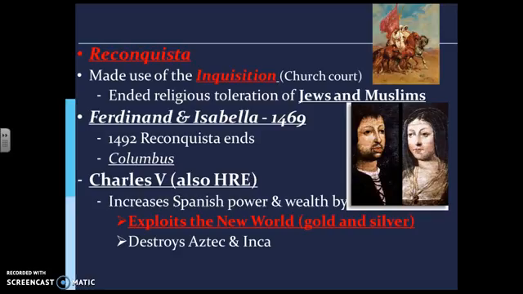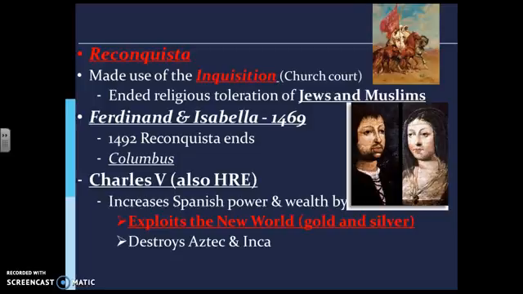The event where you really have the establishment of the nation-state of Spain is when the kingdoms of Castile and Aragon unite, through the marriage of Ferdinand and Isabella. The idea that you kick out the Moors, that event in Spanish history, is known as the Reconquista. They make use of the Inquisition, a special church court, to root out non-believers, to root out Jews and Muslims, and they literally kick them out of the Iberian Peninsula. That ends in 1492, when Ferdinand and Isabella conquer the city of Granada and the Moors are expelled from Spain. 1492 is also the date in history when Columbus sailed the ocean blue.